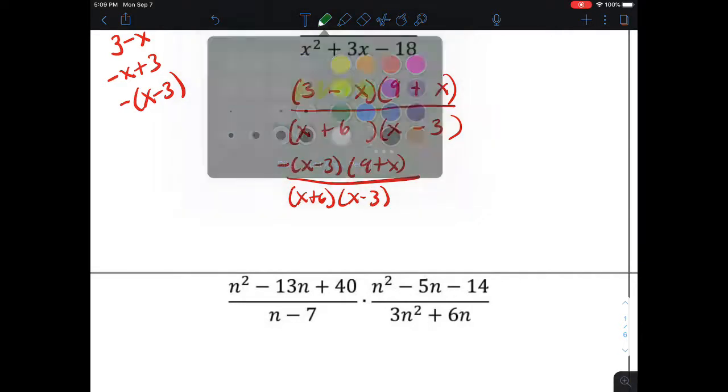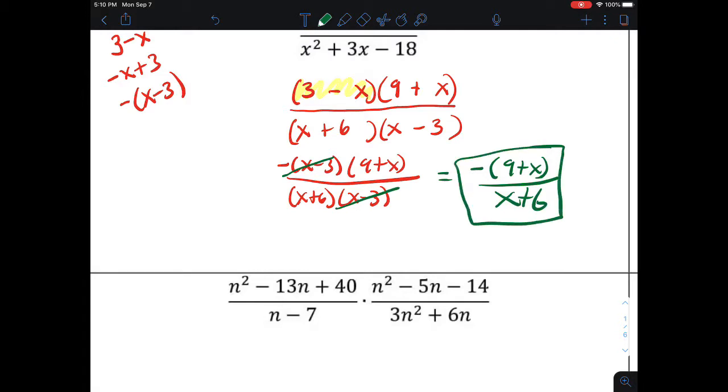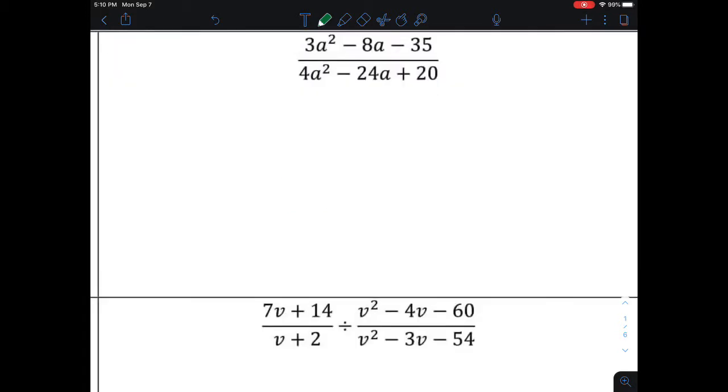Now we can cancel out the x minus 3's. And in doing so, we're left with negative 1 times 9 plus x over x plus 6. And that's about as simplified as it gets there. Now let's do another one. So kind of the same thing.